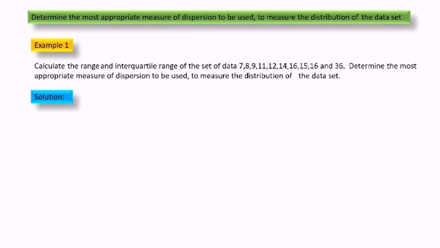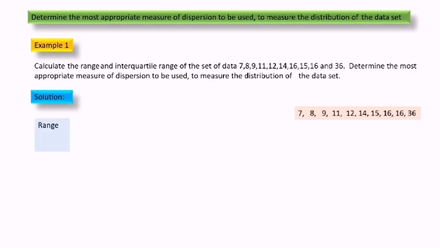Now we look at example 1. Calculate the range and interquartile range of the set of data 7, 8, 9, 11, 12, 14, 16, 15, 16, and 36. Determine the most appropriate measure of dispersion to be used to measure the distribution of the data set. First, you need to arrange the data in ascending order. Then only you determine the range.